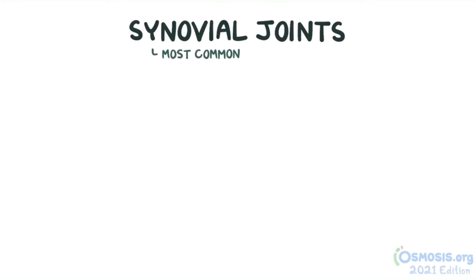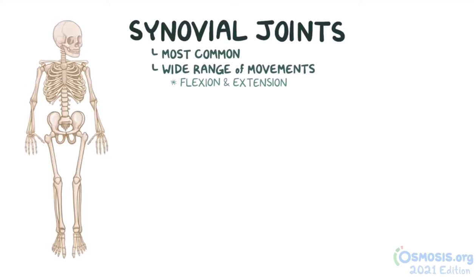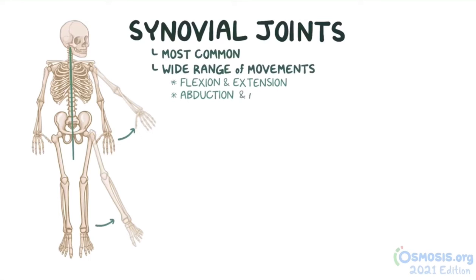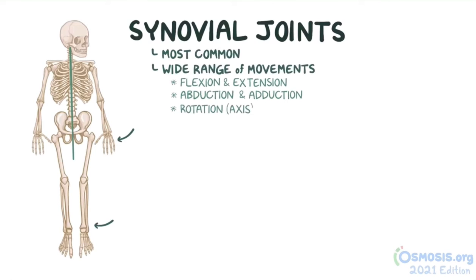Next up are the most common joints, the synovial joints. Unlike the fibrous and cartilaginous joints, synovial joints allow a wide range of movements, like flexion and extension of various body parts like an arm, a finger, or a toe. Synovial joints allow abduction, like when you move your limbs away from the midline of your body, as well as adduction, when you bring them closer to the midline. They also permit rotation around an axis, like when you turn your head.